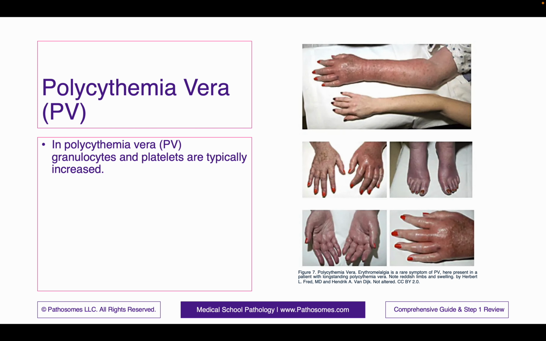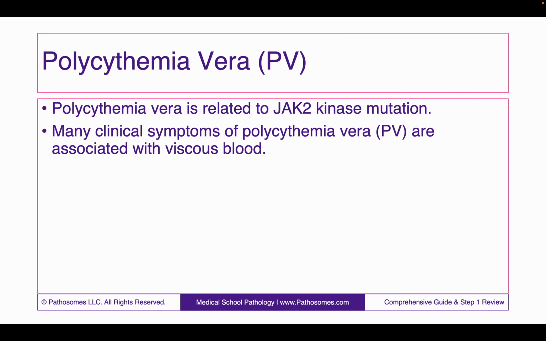Now, you remember what this is called, this classic finding? Erythromelalgia. It's rare in real life, which means it's probably common in testing situations. In Polycythemia Vera, granulocytes and platelets are typically increased. 95% of the time, Polycythemia Vera is related to a JAK2 kinase mutation.